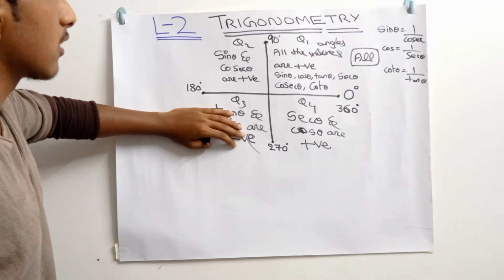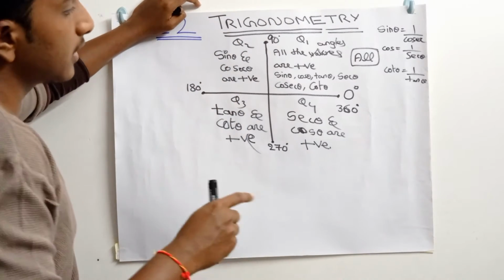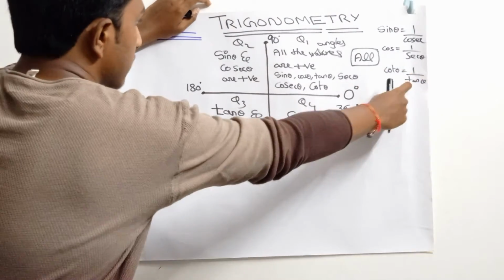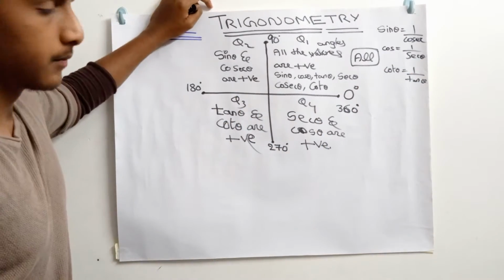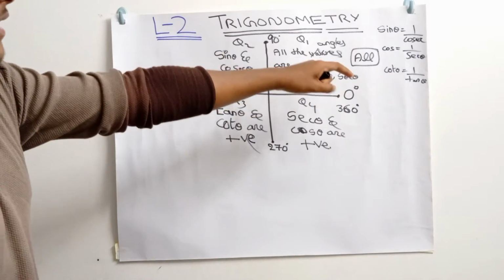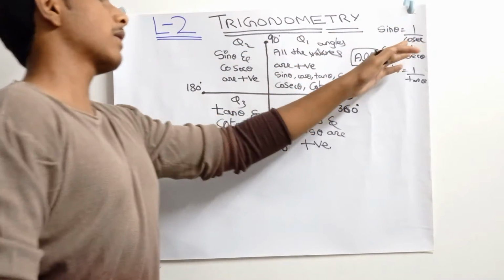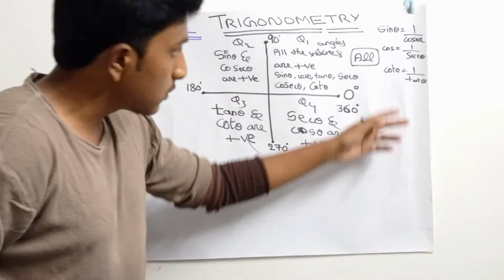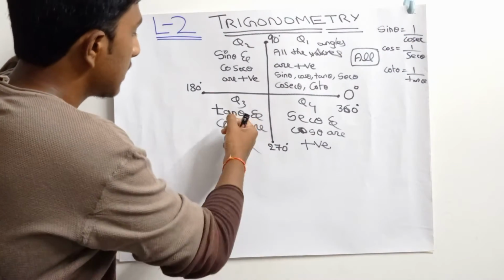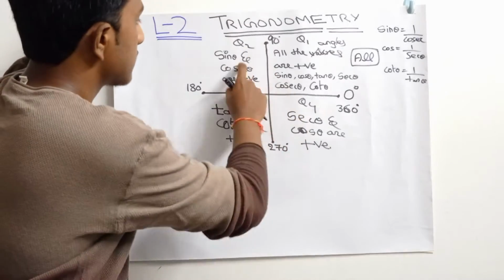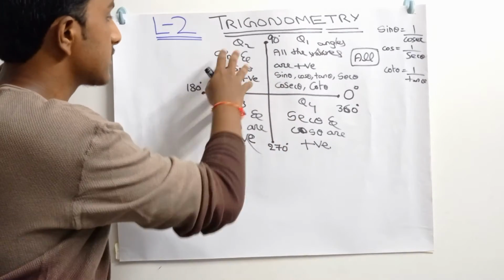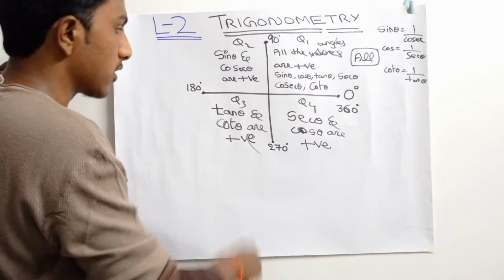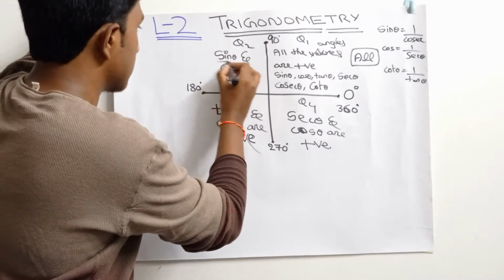While coming to the third quadrant, tan theta, cot theta and its inverse are positive. Cot theta is equal to 1 by tan theta, like sin theta is equal to 1 by cosecant theta, cos theta is equal to 1 by secant theta, and cot theta is equal to 1 by tan theta. Here tan theta and cot theta are positive. First remember this, only this.